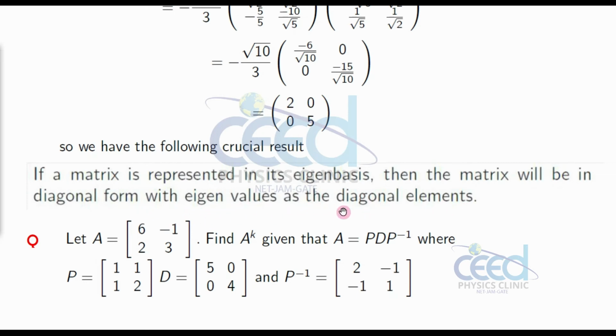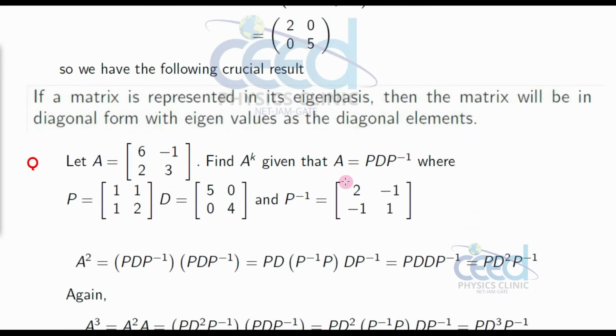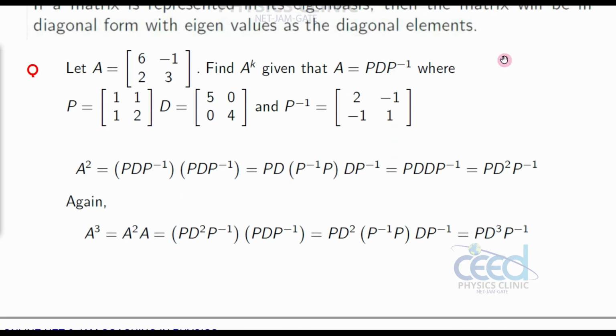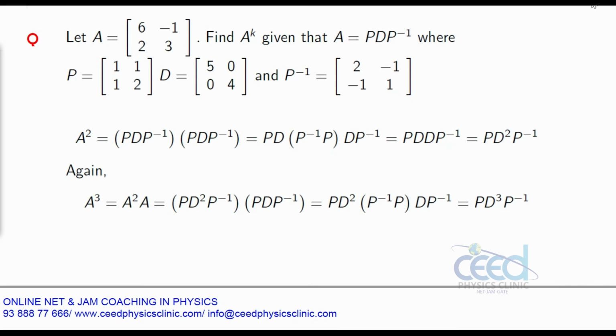Eigenvalues as the diagonal elements. Okay, that is an important result. Now we can do a question based on this. The question is: let A is equal to [6 -1; 2 3]. Find A raised to K given that A is equal to PDP inverse, where P is given and D is also given.